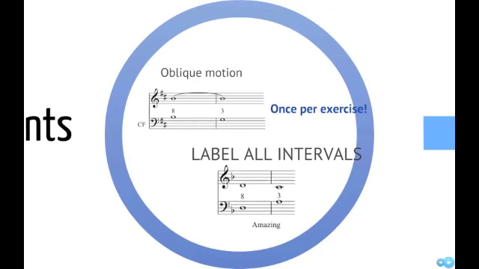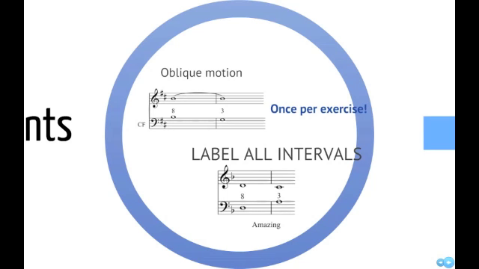Two more quick odds and ends before we finally get to our first error detection. The first is oblique motion. Oblique motion, as you remember, is when one voice remains constant and the second voice moves against that constant pitch. In all of the other types of motion that we've talked about, you have two voices moving. In oblique motion, you have one voice constant and the other voice moving against that constant pitch.